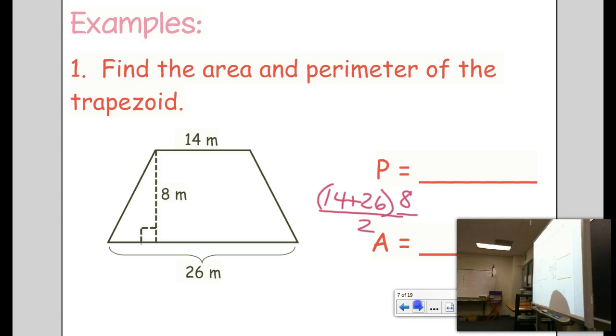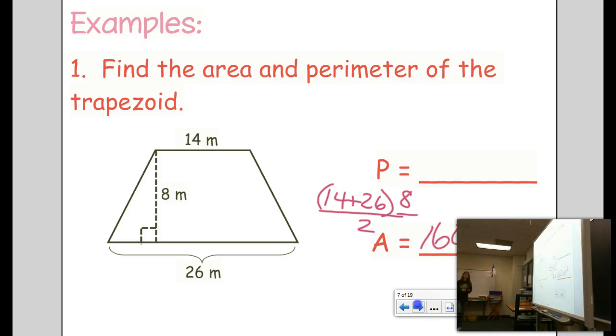Add the bases, multiply by the height, and divide by 2. Lewis M., what'd you get for the area? We're doing the area first because that one's easier. 160. Keep going with the area. Units. Meter squared. I did take off on your quiz if you didn't put units.